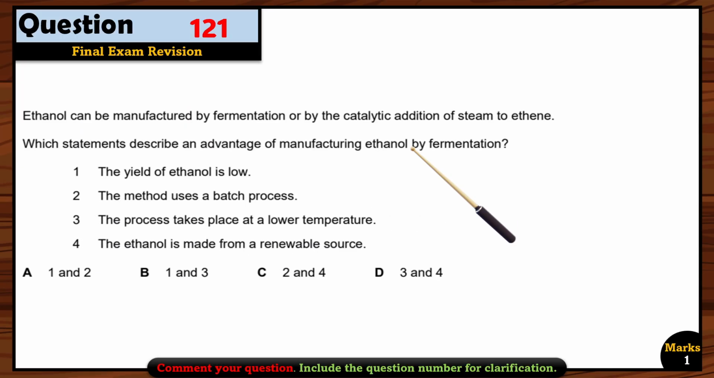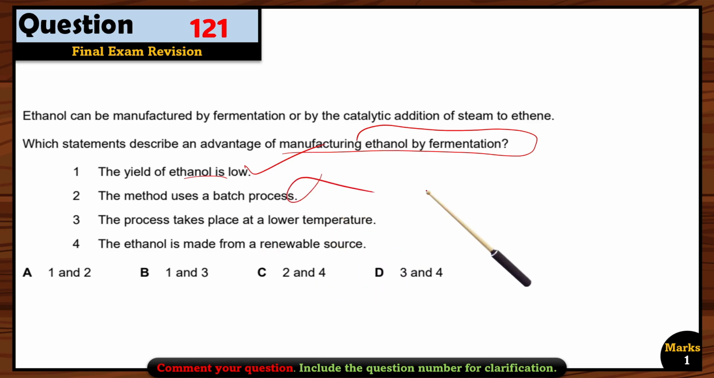Question 121. Ethanol can be manufactured by fermentation process or catalytic addition. You have to describe the advantages of manufacturing ethanol by fermentation. The yield of ethanol is low. Yes, it's low, but it's not an advantage. We have to talk about the advantage. The method uses a batch process. Again, it's not an advantage.